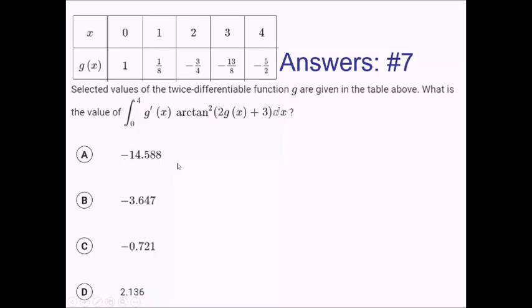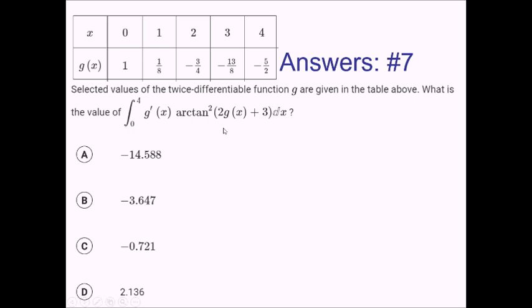For this problem, we're given some values of some twice differentiable function g in the table up here. They want the value of the integral from 0 to 4 of g prime of x, arctan squared of 2g of x plus 3 dx. Well, this is just a huge mess right here.